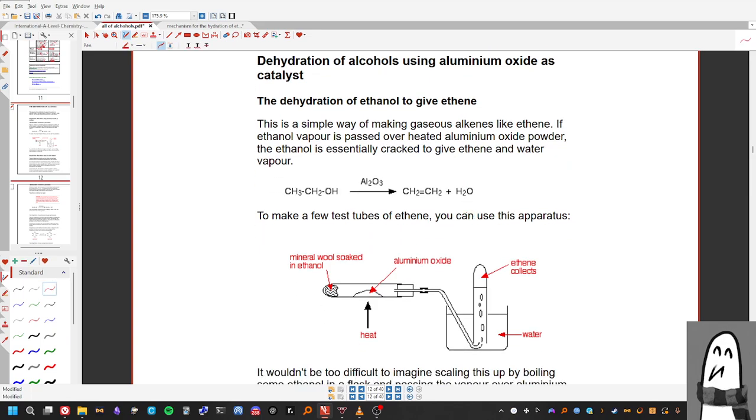So, first of all, we're given some words here. We're using dehydration, so loss of water from your alcohol. Now, first of all, alcohol doesn't have water, so what are we talking about with dehydration? Perhaps it means the removal of the OH group alongside one of the H's of the alkyl chain, using your aluminium oxide as a catalyst.